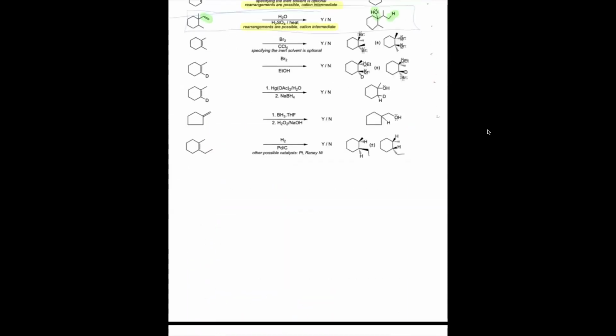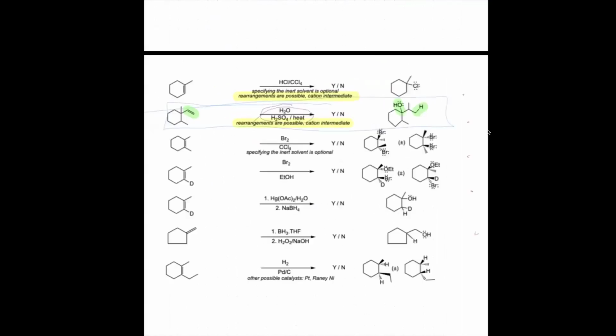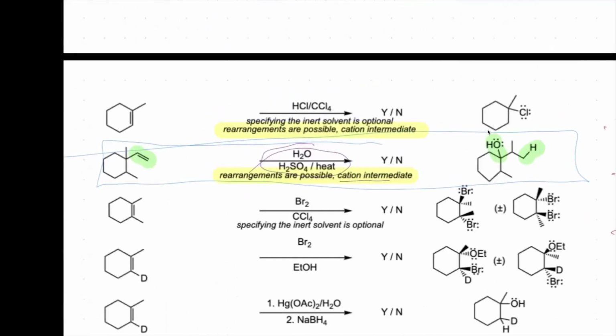Okay, so this is our reactants, and this is why I highlighted it. Rearranged cation intermediate. These ones will have a cation intermediate. Now it says rearrangements are possible because your cation might already be on the most stable carbon. It might have the most stable position when it is formed. So you might not actually have to move the cation, but you will have a cation with these: HCl, CCl4, and H2O, H2SO4, and heat.